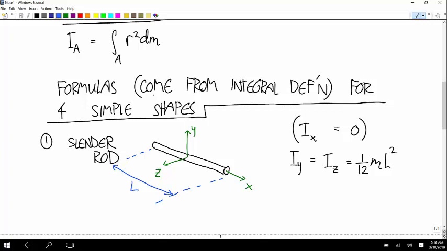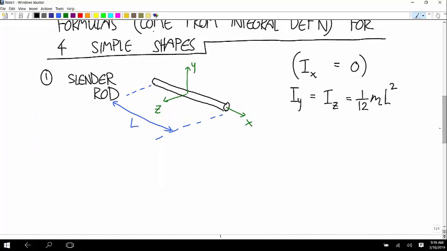So this is L. Okay, the next one is a rectangular plate. And we're going to make the assumption that it has a negligible thickness. So I'm going to call this a thin rectangular plate.